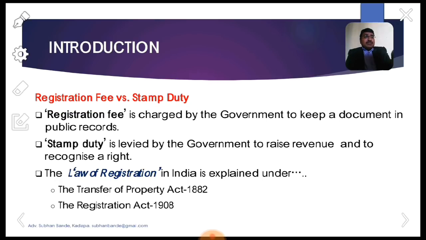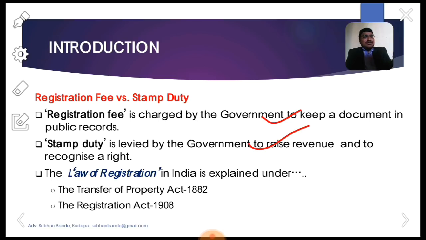Here, the person, simply the executor, who is executing a particular instrument, needs to register such instrument as per the provisions of Registration Act. If the registration is compulsory, he should register such document with the concerned registering officer with due process. Whereas the stamp duty is a kind of tax levied by the government in order to raise the revenue, and it recognizes the right of a particular person.